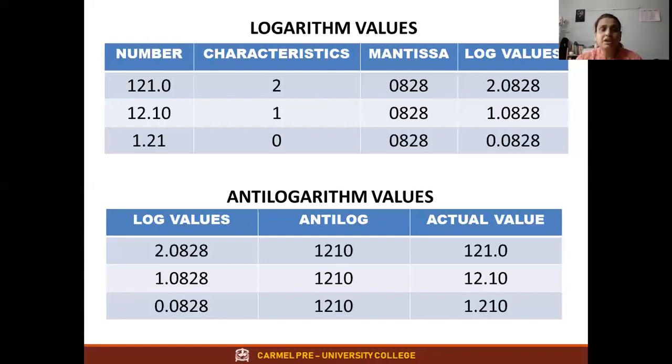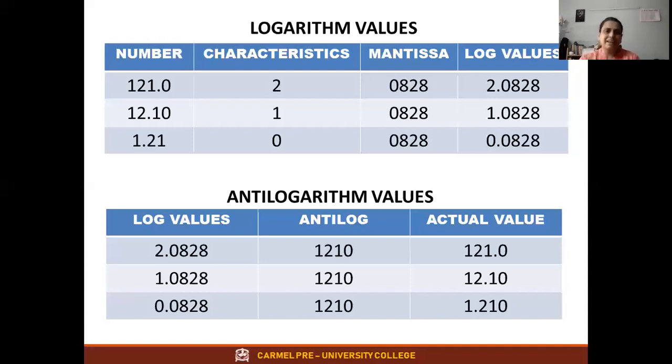In the third one, what is the number of digits? Only 1. 1.21. So only 1 digit is there. So 1 minus 1 is 0. This is how you write the characteristic. Suppose you had number 100. What would be the characteristic? 3 digits. 2. Characteristic is 2.